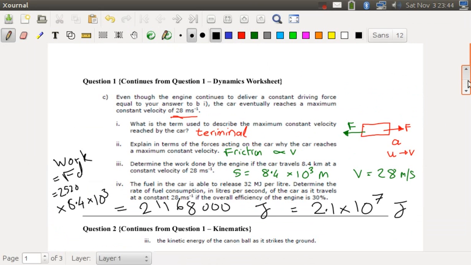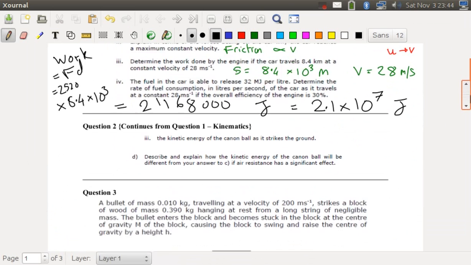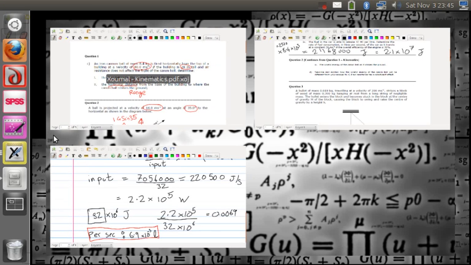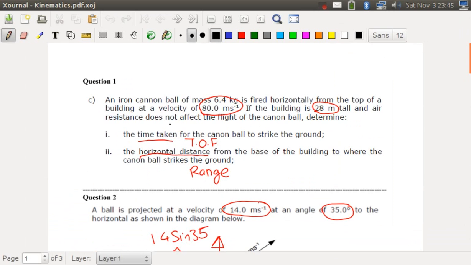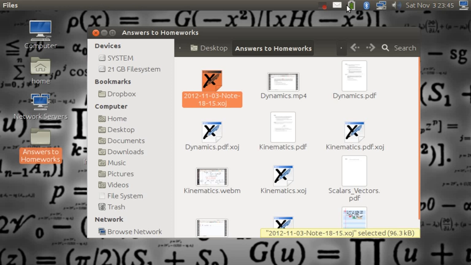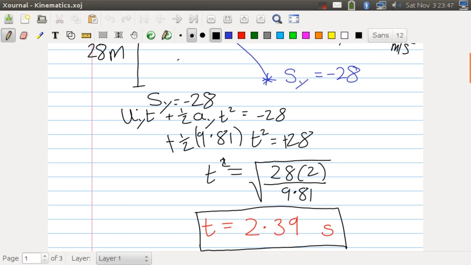Let's have a look at the next question now. Calculate the kinetic energy of the cannonball as it strikes the ground. That continues from the kinematics question. So for this particular one here, we calculate the time of flight and we calculate the range. I need to calculate also how fast it's going when it impacts the ground so we can calculate the kinetic energy. So we need to get up our answer from that. So I got the answer up from earlier. The time was 2.39 seconds.